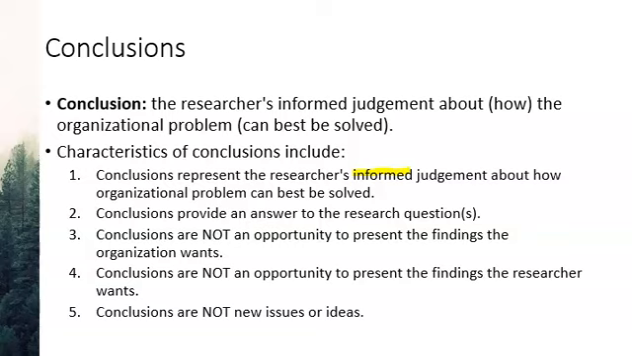Number 3, conclusions are not an opportunity to present the findings the organization wants. Sometimes findings from research can be harmful to certain people or positions in an organization. In these cases, the researcher could be asked to omit certain results or provide a toned down version of the results. However, it is essential that researchers remain unbiased and report all correct results and conclusions drawn from the evidence, regardless of what the organization wanted to find.